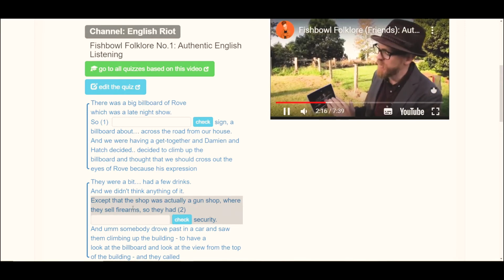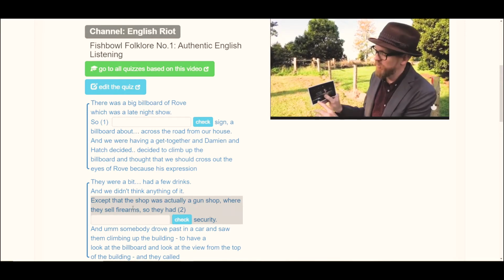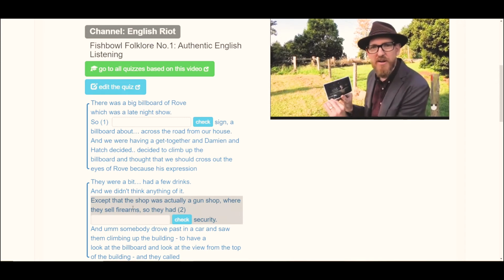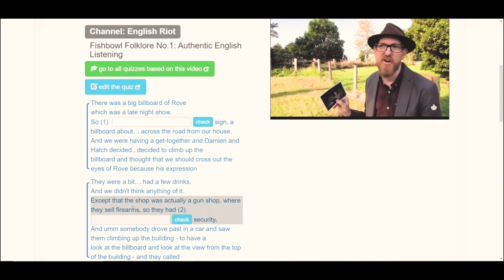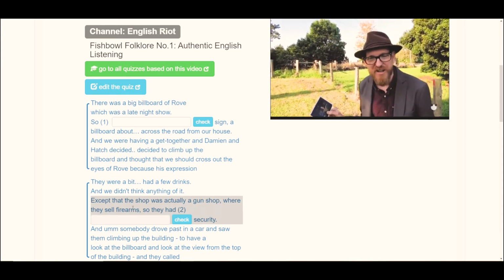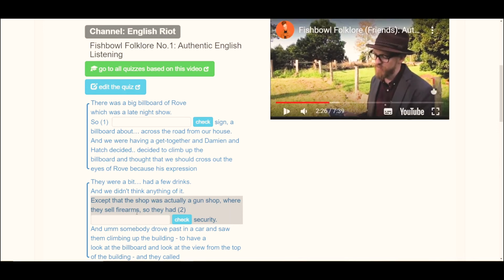Of it, except that the shop was actually a gun shop where they sell firearms, and so they had a lot of security.